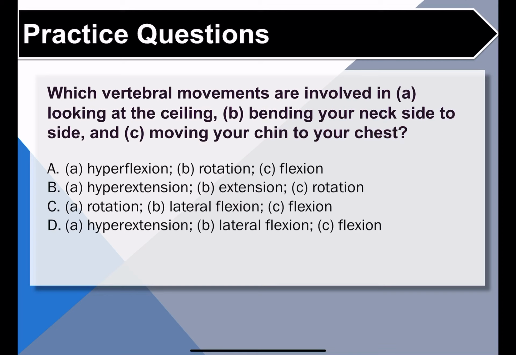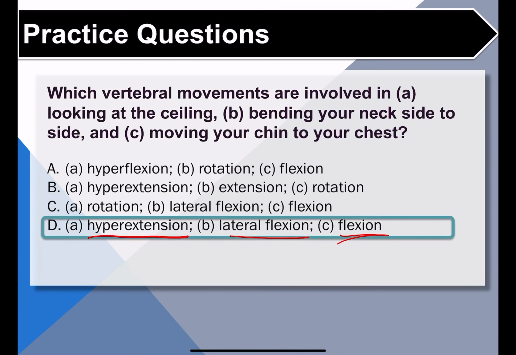Which vertebral movements are involved in looking at the ceiling, bending your neck side to side, moving your chin? So first of all, looking at the ceiling, okay, you have hyperextension, bending your neck side to side, lateral flexion, and moving your chin to your chest, flexion of the neck. So that's what the correct choice is.